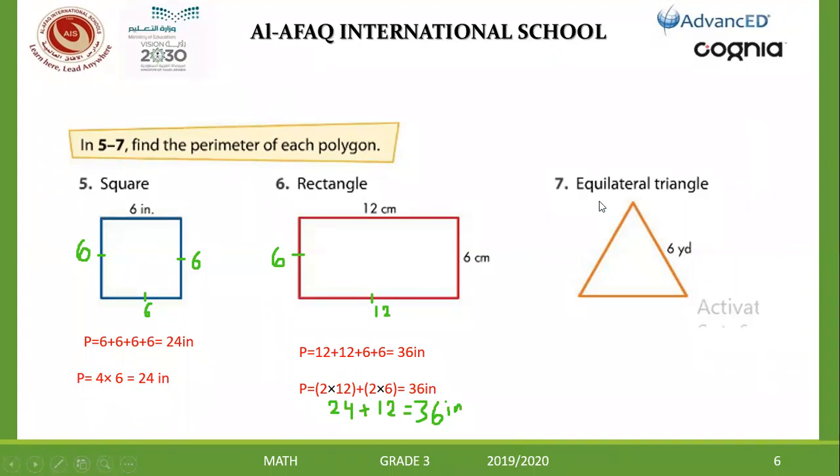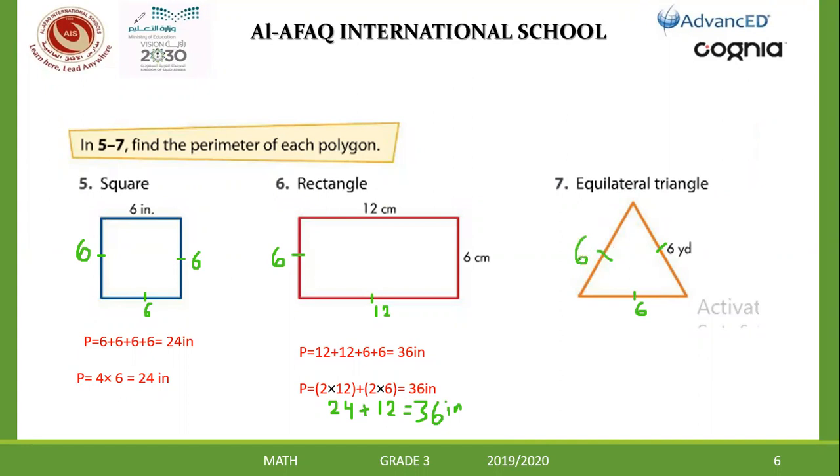What about the third shape, the equilateral triangle? What do you know about an equilateral triangle? It has 3 equal sides. So if the length of one side is 6, you can get the other sides: it is also 6 and it is also 6.